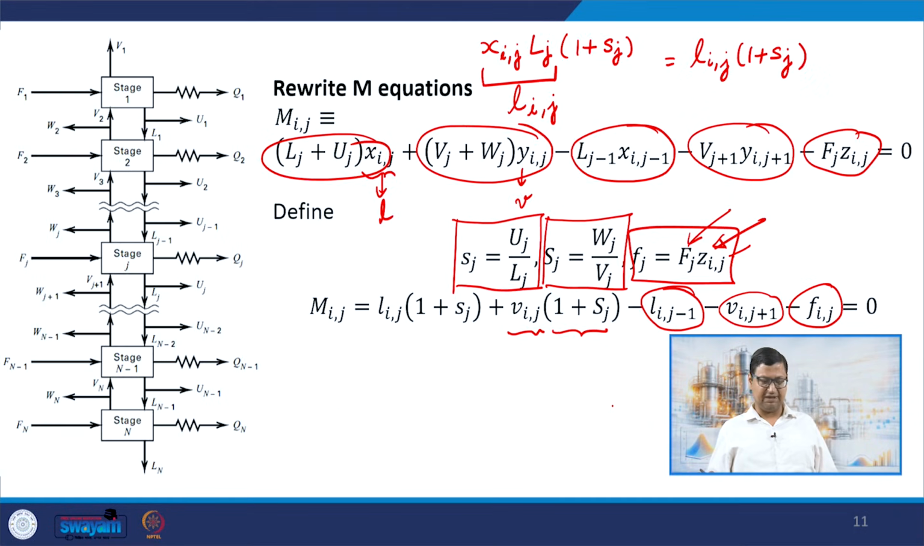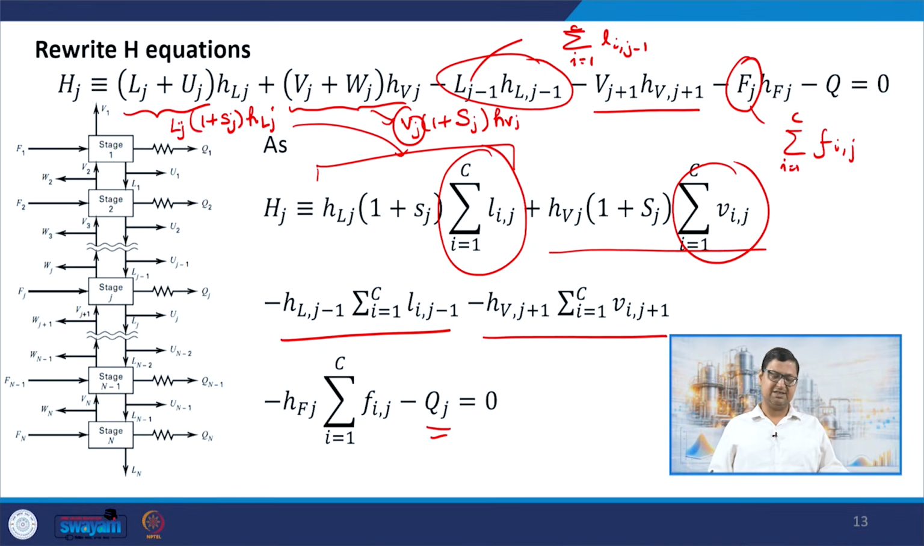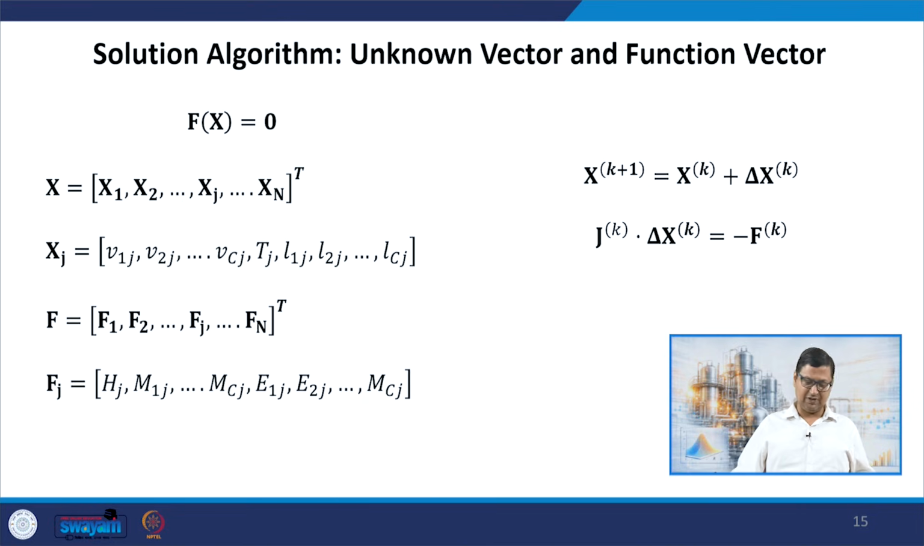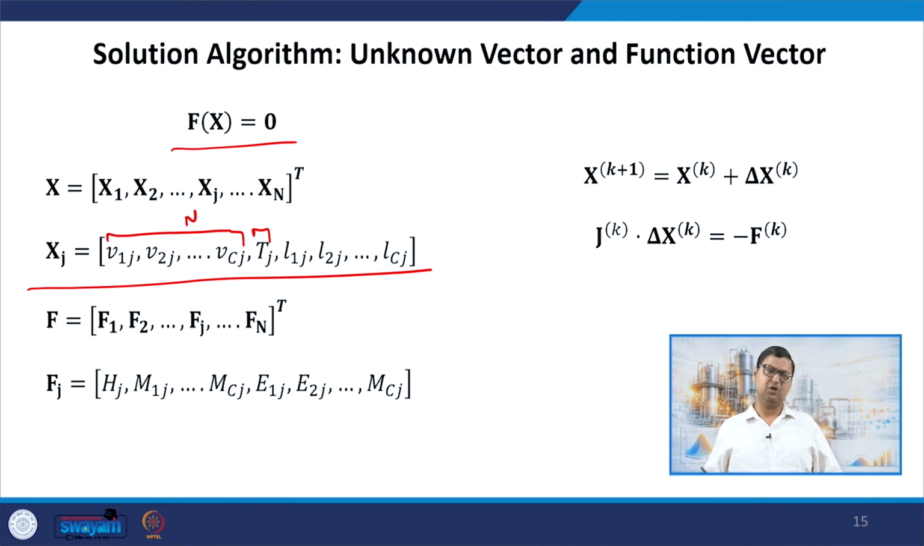But in this method, which is called the Newton-Raphson method, we are going to solve this entire set of MESH equations by the Newton-Raphson method. So we are going to define a function vector and an unknown vector. These are my C vapor component molar flow rates, the temperature, and this particular order is also important for what we will see, and the component liquid molar flow rates.